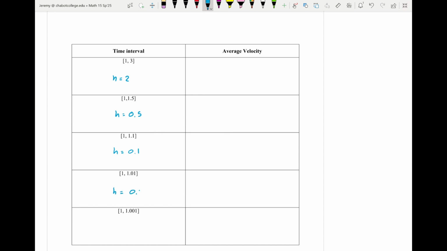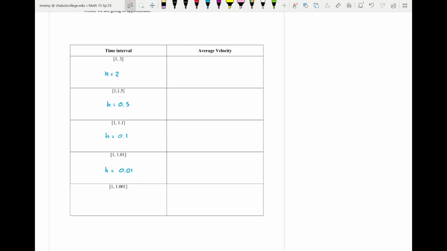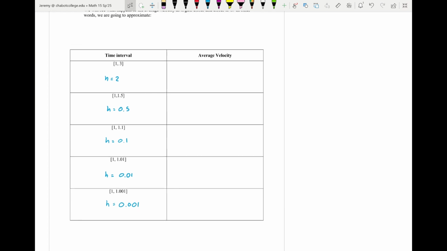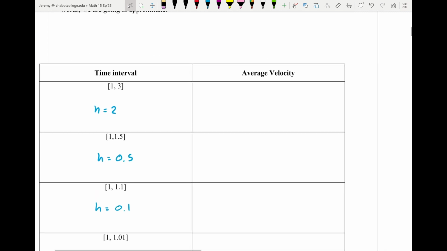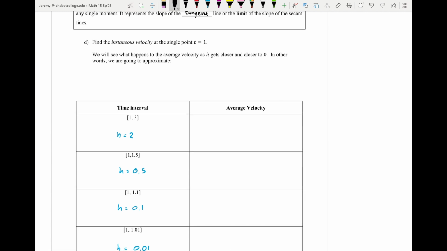Next, we have 0.01. You might be thinking, whoa, this is looking a lot like when we used to compute limits, right? And we'd be picking values of x that were closer and closer to x equals 1 or something like that if we're looking at a limit at 1. And yeah, you are absolutely right. This is exactly what we do to compute a limit. That is how we find the instantaneous velocity. So we will see what happens to the average velocity as h gets closer and closer to 0.